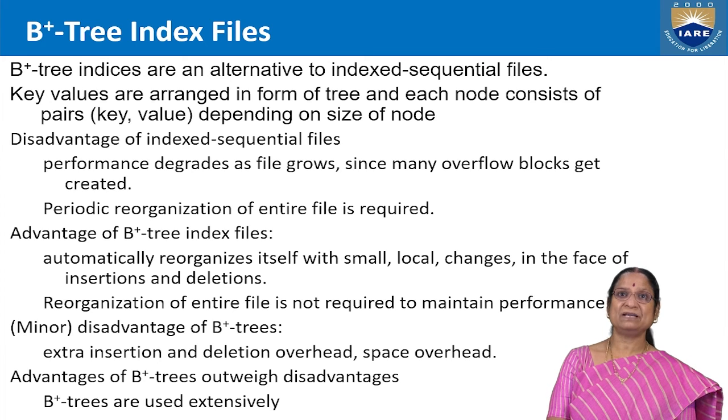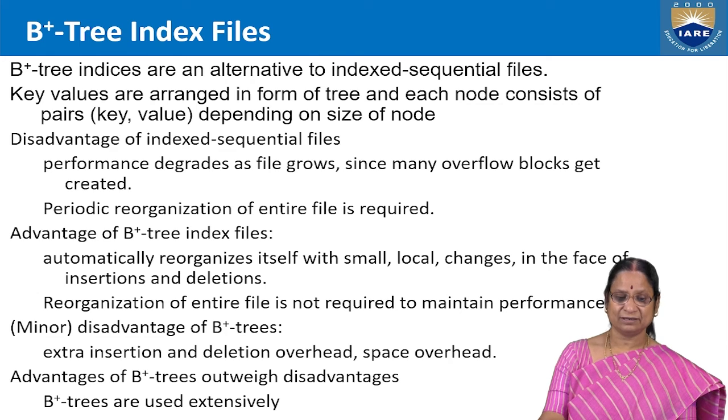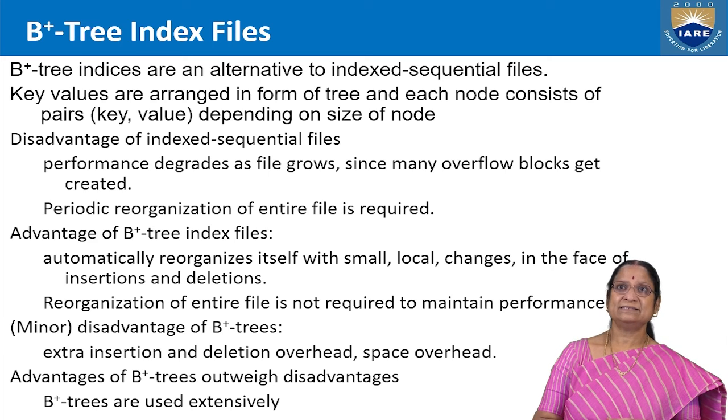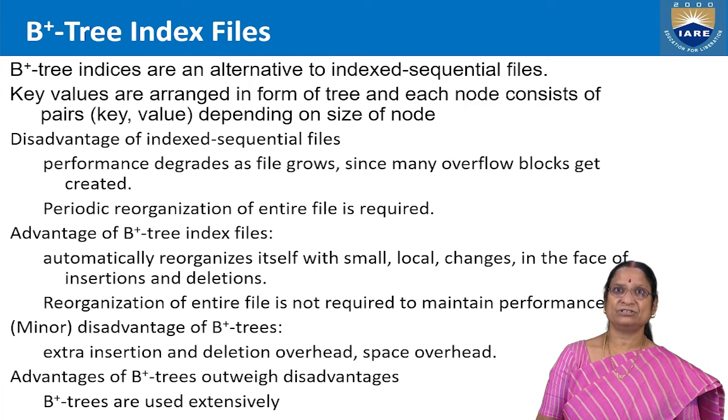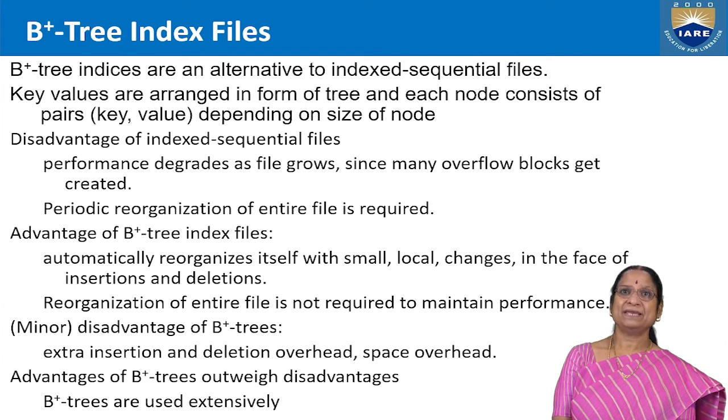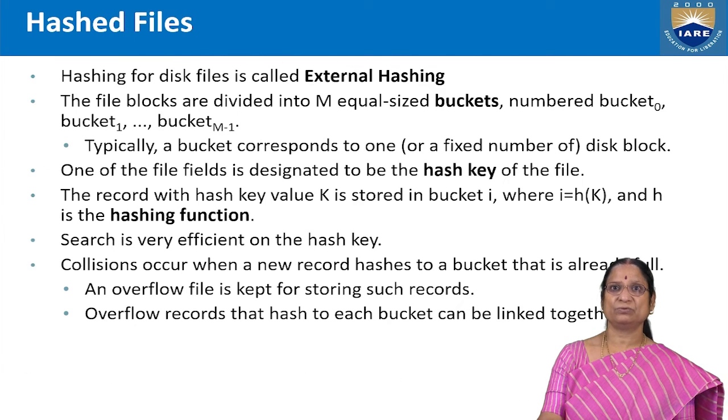Indexing can also be done with B tree structures. One of the best examples is the B plus tree. B plus tree indices are an alternative to indexed sequential files. Key values are arranged in the form of a tree, and each node consists of pairs of key and pointer values depending upon the size of the node.